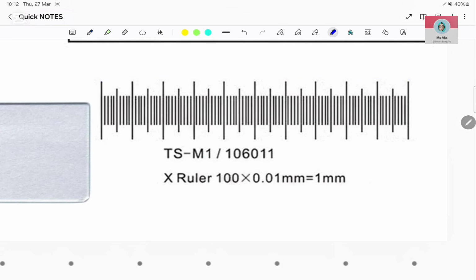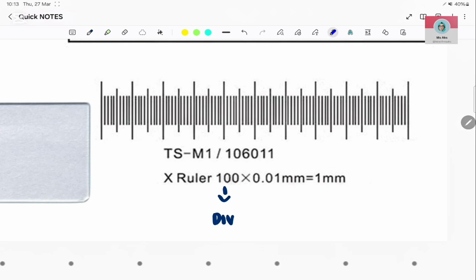If you look at the information at the bottom, this is a ruler with 100 divisions. That's what it means. It has 100 divisions. Each division is actually 0.01 millimeters. So the whole length is 1 millimeter.